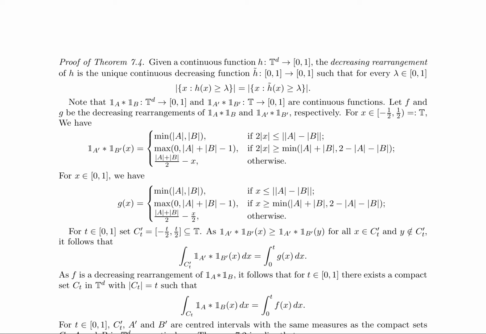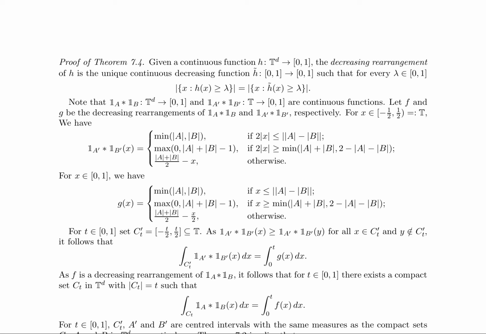Theorem 7.4's proof revolves around the decreasing rearrangement of continuous functions. This concept is introduced, along with its unique properties, which are essential for the theorem's core argument. The core argument demonstrates the equivalence of integrals over specific sets for the original and rearranged functions. This is accomplished through a series of inequalities, leveraging theorems 7.2 and 7.5.